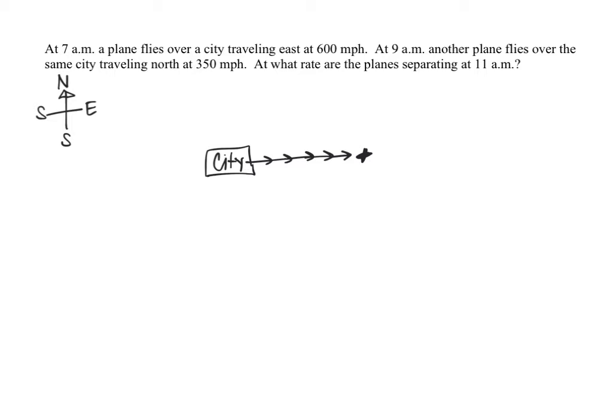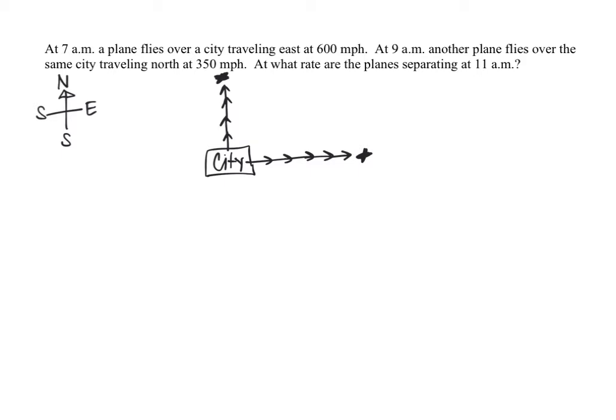And at 9 a.m., another plane flies over the same city, but this plane is traveling north. So this is going to be the path of the second plane. So my second plane's right here. So as we're thinking about the quantities that are changing, hopefully it's fairly obvious that the distance from each plane to the city is changing.